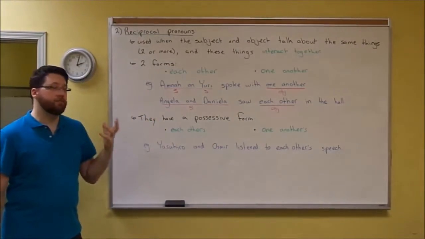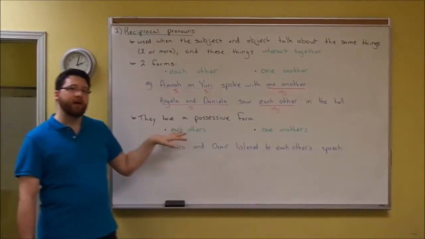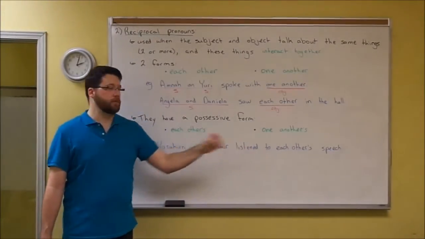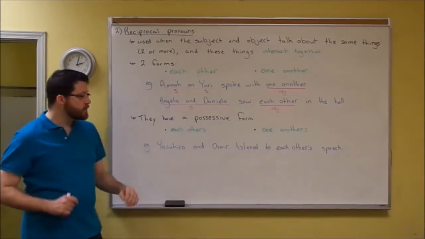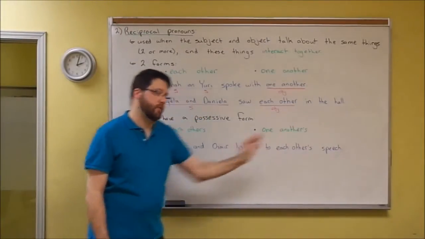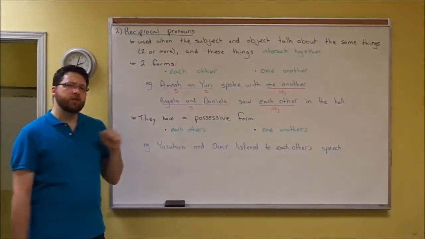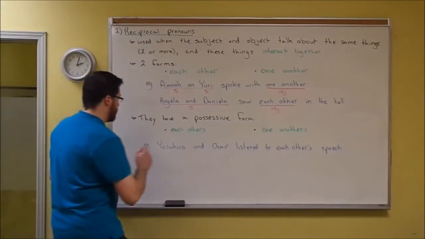Now, the other thing to mention is that these reciprocal pronouns also have a possessive form. Each other's, apostrophe S, and one another's, again, apostrophe S. And it changes the meaning of the sentence just a little bit. Let's have a look at our example here.